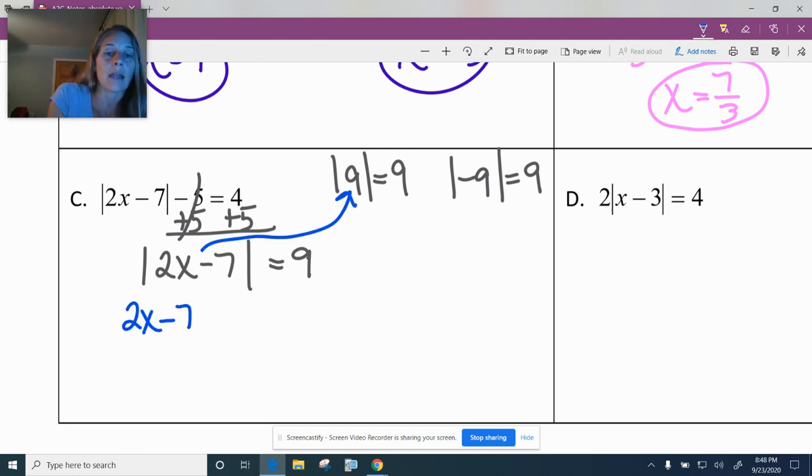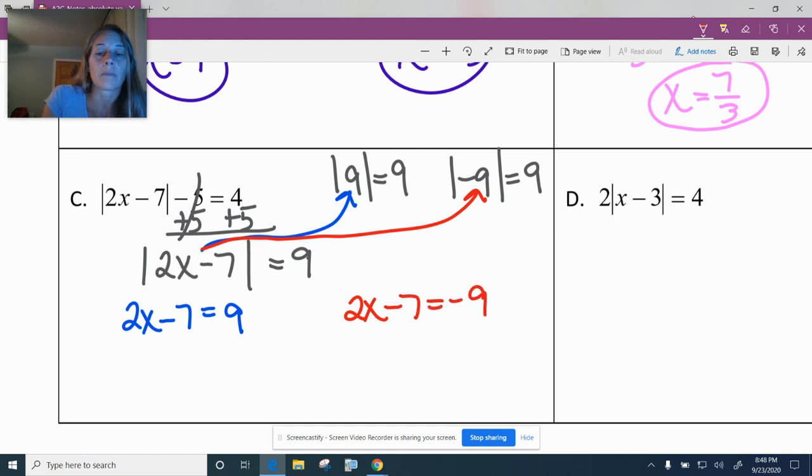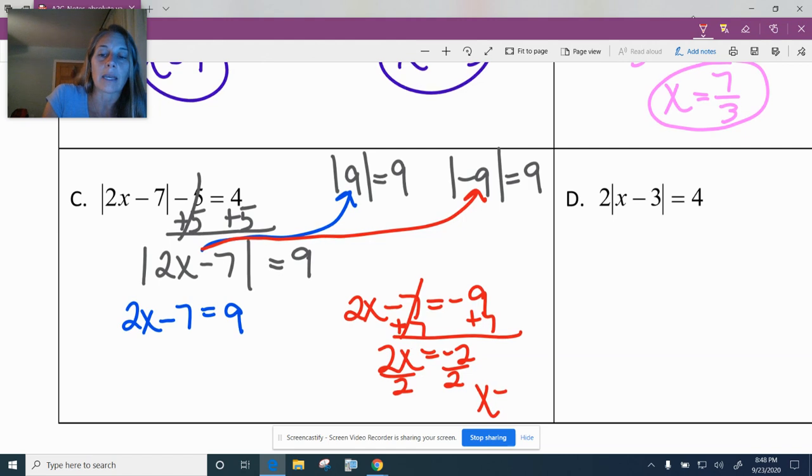So I'm going to set that up. And my 2x minus 7 could also equal -9 because that would also work. So I have to do that option as well. So now when I go to solve them, you're just doing the normal solving. So it's really that setup piece that's the part you have to pay attention to. And then once you set it up, it's just solving a normal linear equation, just like you would have done back in Algebra 1. Okay, so there's our x equals 1 for that answer.